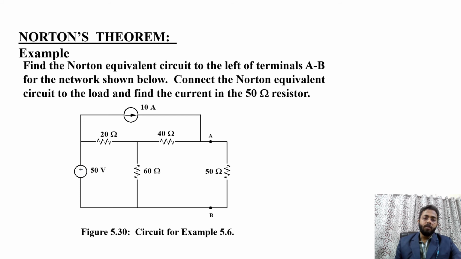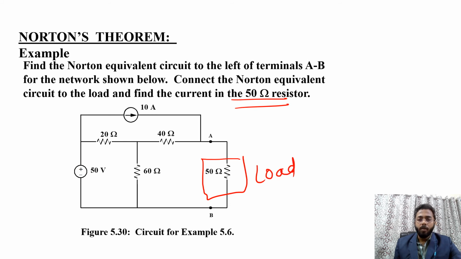Now for the network shown below, connect the Norton equivalent circuit to the load and find the current in the 50 ohm resistor. So here the 50 ohm resistor is the load. How can we solve this question by using Norton's theorem?